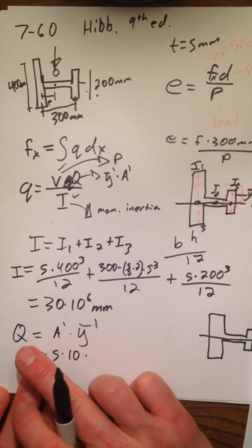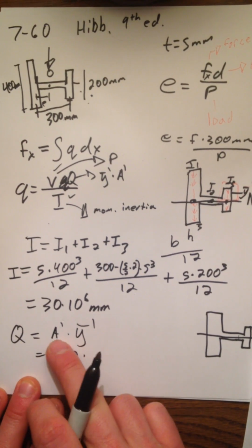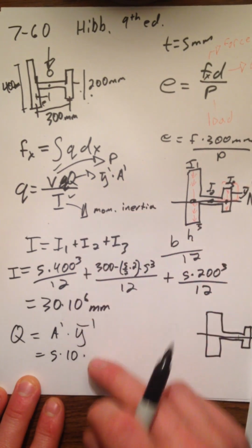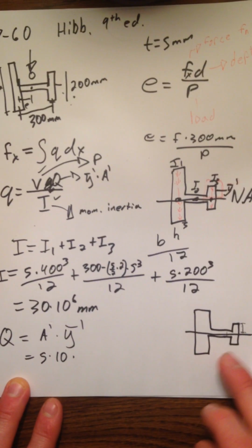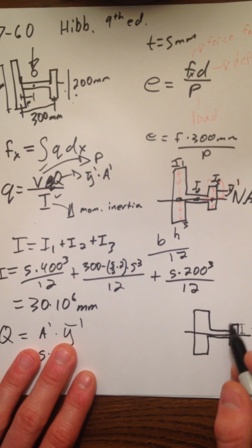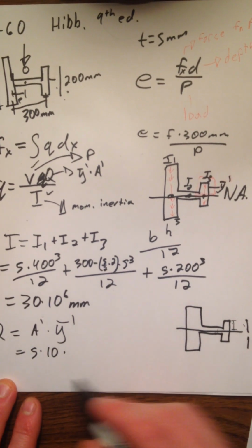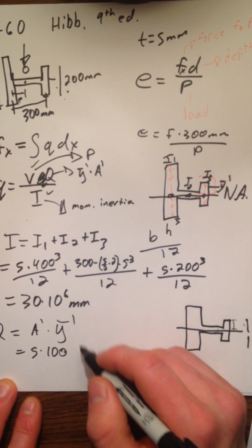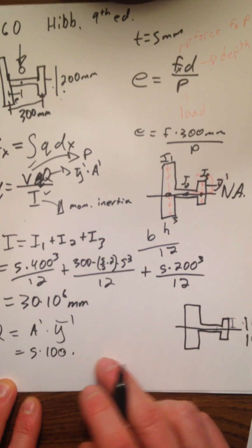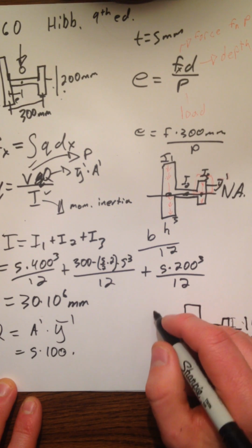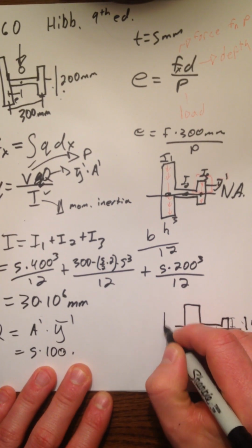So we're going to have Q times that A prime times y prime we talked about up here. For that, it's about this area here above the neutral axis. So it's going to be width of 5 times 100, and then times that y bar. And this y bar, I'm going to do a bit of better drawing of that here.